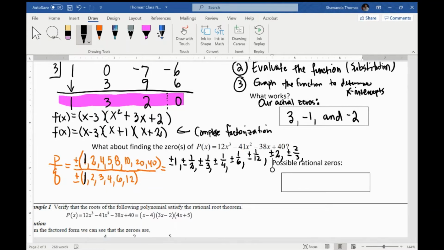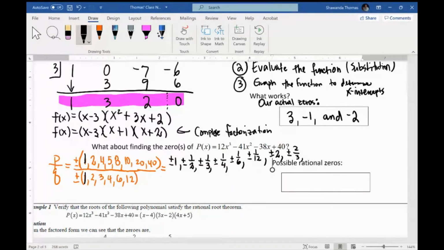2 divided by 6 is 1/3. Do we have it already? Yes. 2 divided by 12 is 1/6. We have it already. Don't write it.